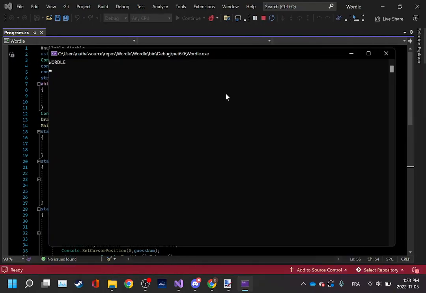So if I put the word Paris, it's going to put five underscores. If I try the word, let's say, hello, it's all going to be white because none of the letters are in Paris.